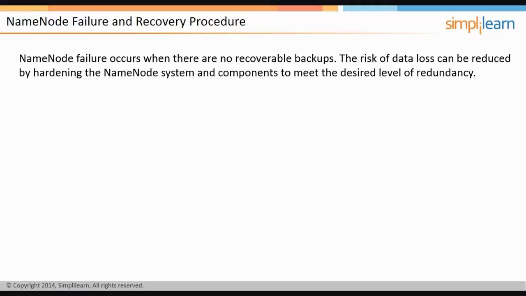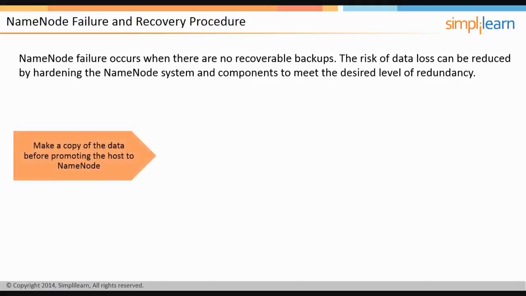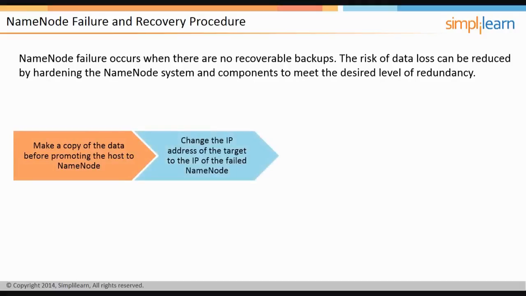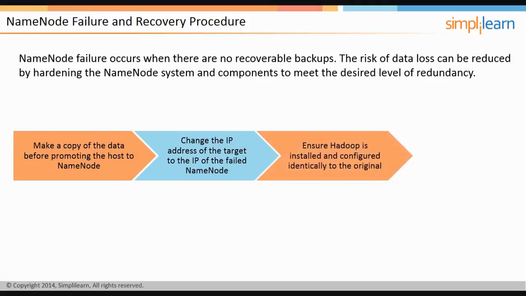The steps to switch to a new Namenode are: 1. Make a copy of the data before promoting the host to Namenode. 2. Change the IP address of the target to the IP of the failed Namenode. 3. Ensure Hadoop is installed and configured identically to the original. And finally, 4. Do not format this Namenode. We will understand the concept of safe mode in the next screen.